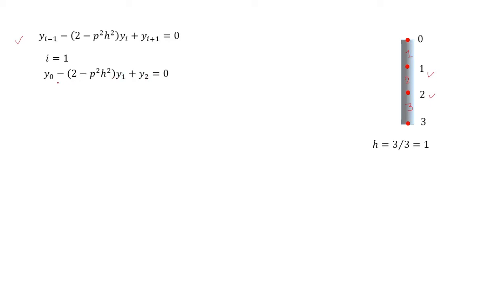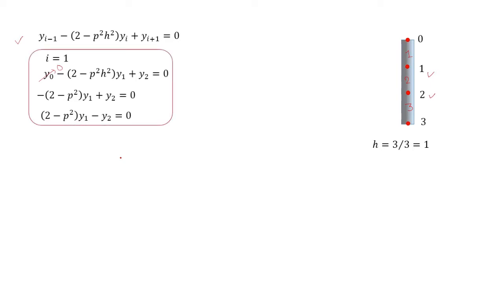Now when we apply the boundary condition, we will realize that the deflection of this node is 0, so we put y0 is equal to 0, and here we will substitute h is equal to 1, so we will get minus 2 minus p square into y1 plus y2 is equal to 0, and this equation can be written as 2 minus p square into y1 minus y2 is equal to 0. So this is the equation for node number 1.